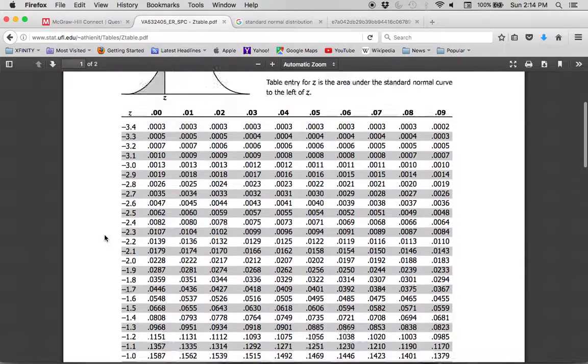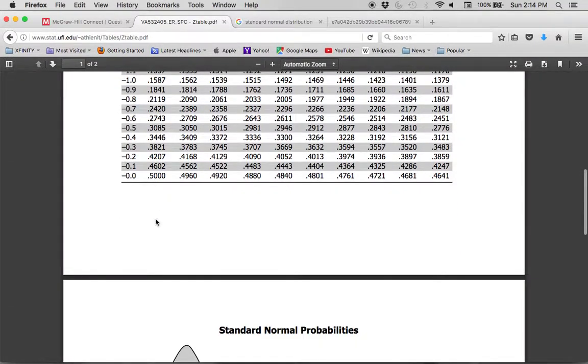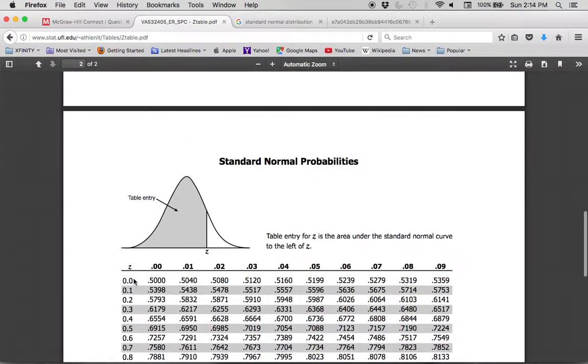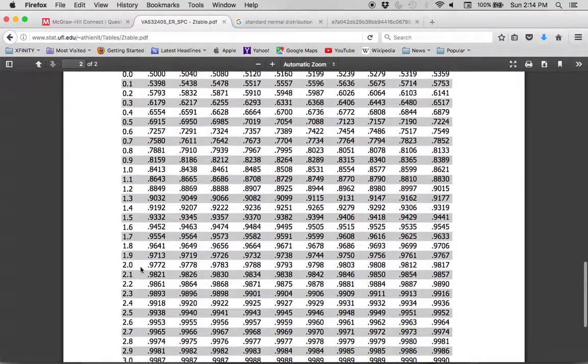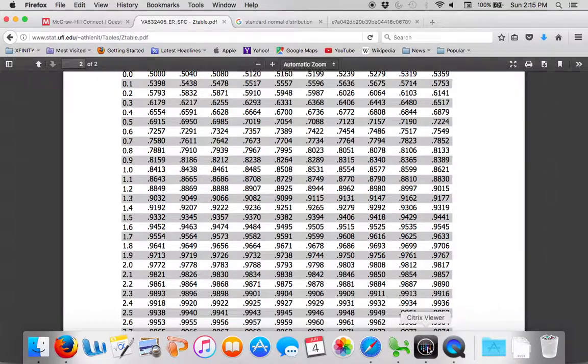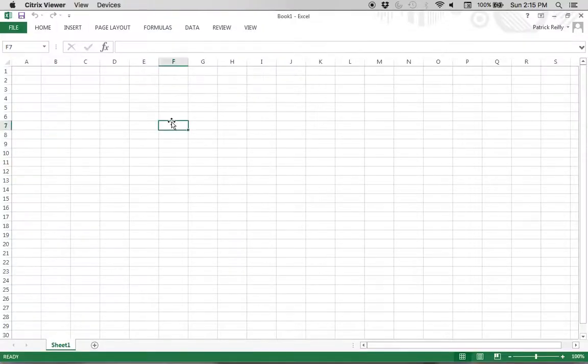95%, so 0.95. So here's 0.5 at z-score 0. So we're looking for 0.9500 or 0.9499. Okay, so right here, between 1.64 and 1.65. So 1.645, I guess. So remember that, 1.645. Let's put that into Excel.